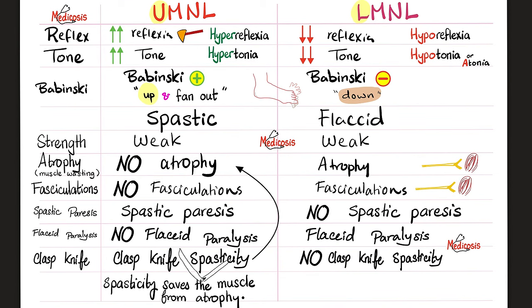Upper motor neuron lesion usually has spastic paresis. Because of the spasticity, this disease is known as lateral sclerosis. Sclerosis from the stiffening. Lower motor neuron lesion causes flaccid paralysis. Both cause muscle weakness. In upper motor neuron, there is no atrophy, no fasciculations. Lower motor neuron, there is atrophy and fasciculation. So what's going to happen in patients with amyotrophic lateral sclerosis? The answer is a mixture of all of these.